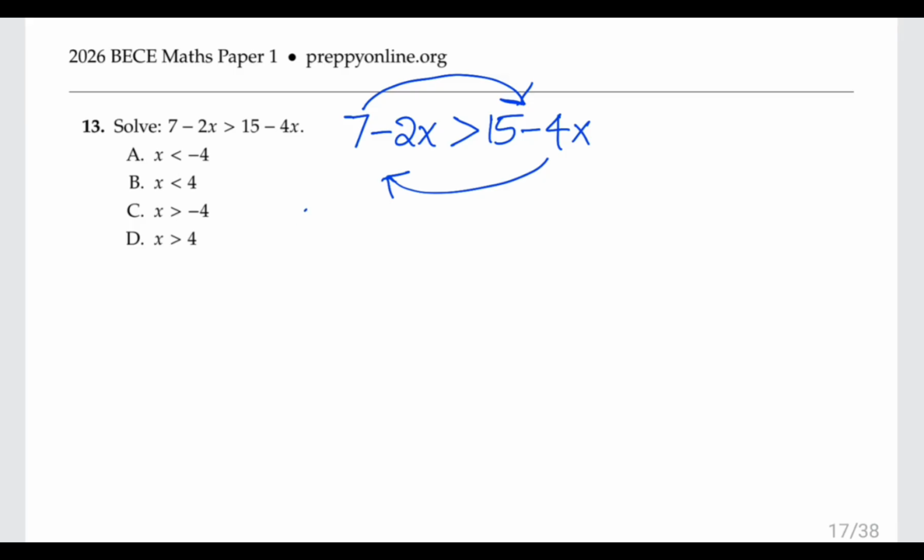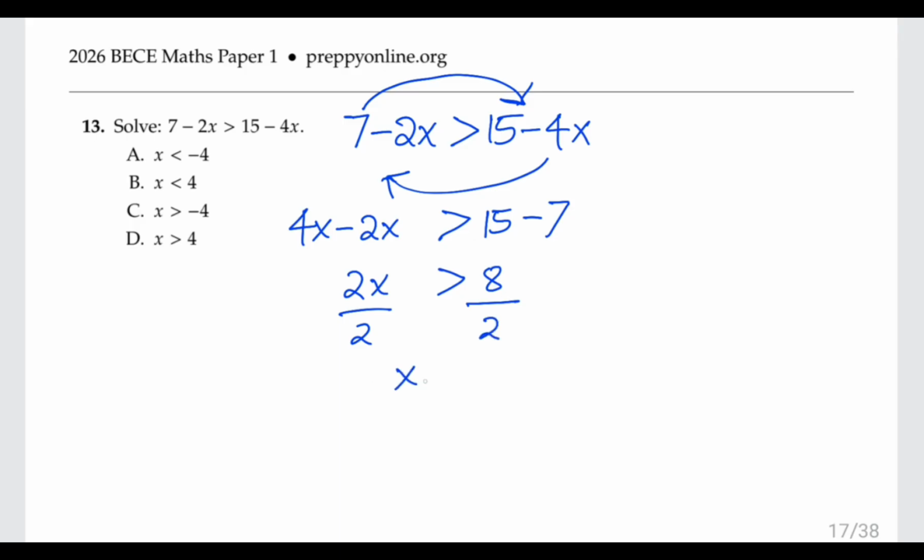So doing that, we get 4x minus 2x is greater than 15 minus 7. 4x minus 2x is 2x. 15 minus 7 is 8. So we divide both sides by 2. When you do that, you get x greater than 4. So our answer is D.